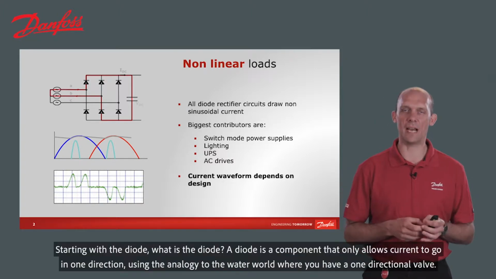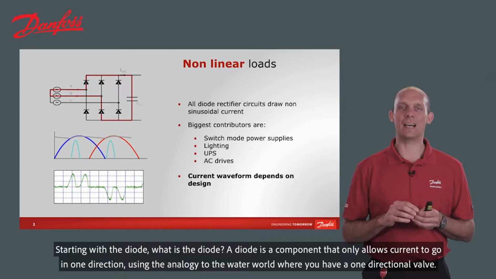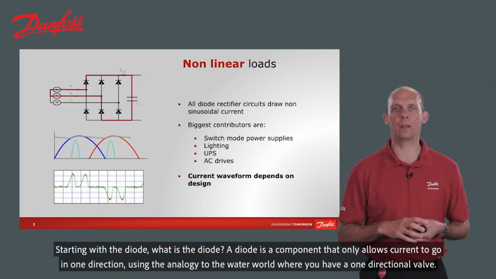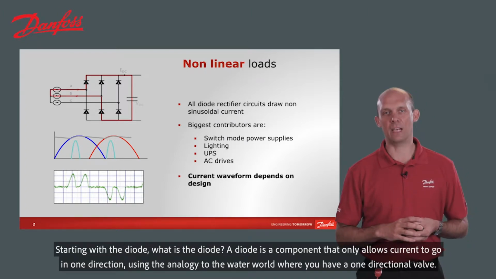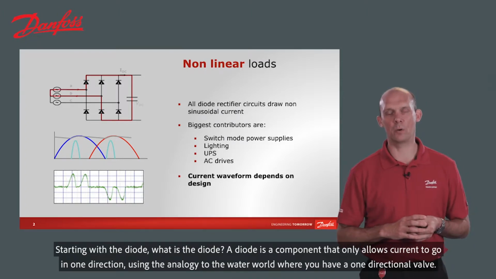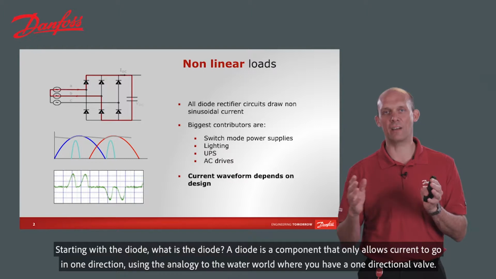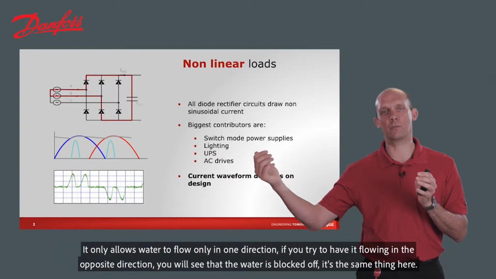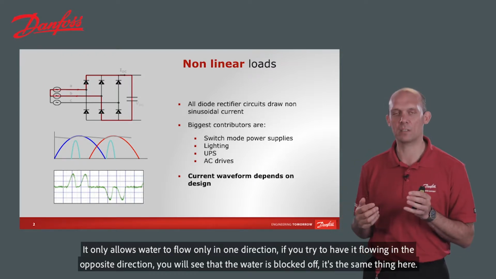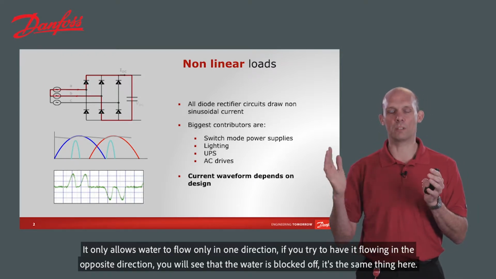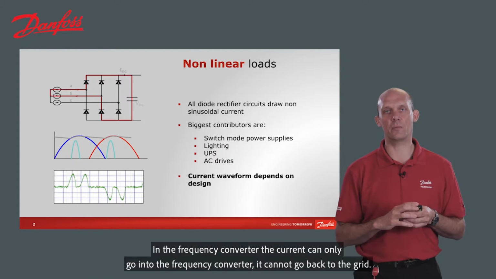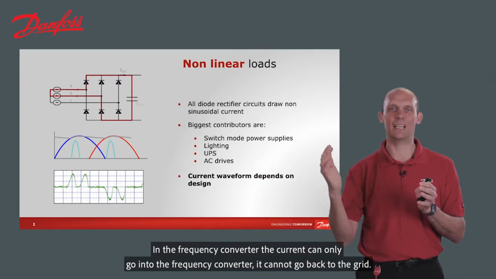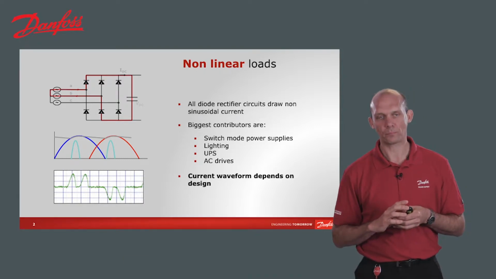Starting with the diode, what is a diode? A diode is a component that only allows current to go in one direction. You can make an analogy to the world of water, where you have a one-directional valve. It only allows current or water to flow in one direction. If you try to make it go in the opposite direction, you will see that the water is blocked off. It's the same thing here in the frequency converter. The current can only go into the frequency converter. It cannot go back to the grid.